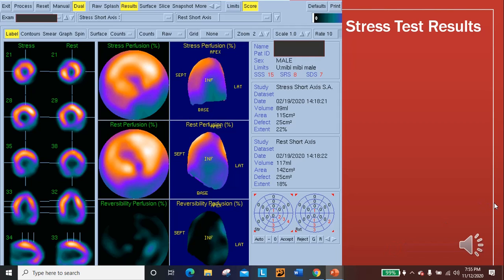And on this representation of the inferior wall, you can see the major defect on lack of perfusion, and the scores on the rest and stress polar map are the same on each, meaning this is a fixed defect. But you can see very clearly it is a pretty massive defect on that inferior wall of the heart.